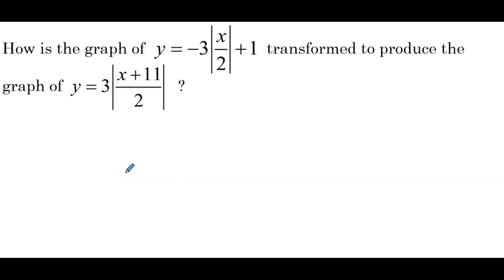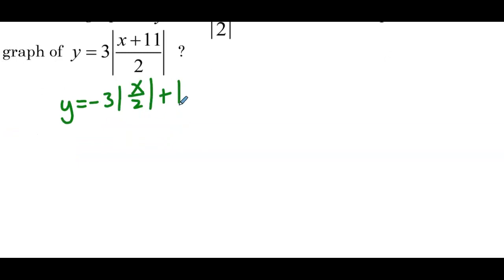All right, one last question to get our brains working. How is the graph of y equals negative 3 times the absolute value of x divided by 2 plus 1 transformed to produce the graph of y equals 3 times the absolute value of x plus 11 divided by 2? Okay, so the best thing to do is let's figure out how both of these are transformed in comparison to the parent function. Okay, so let's start with y equals negative 3, absolute value of x divided by 2 plus 1.